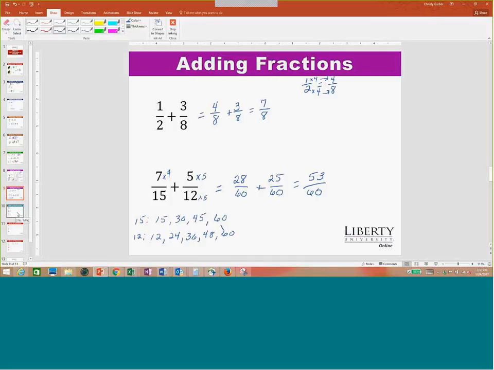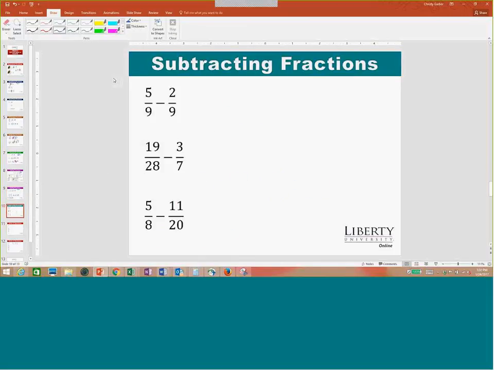Adding fractions, you have to add things that are alike. Therefore, your denominators have to be the same. Same thing with subtracting fractions. If you're going to take away a portion of a given value, you have to be talking about the same thing. Here we've got 5/9, and we want to take away, or subtract, 2 of those 9. Same denominator, so we can simply subtract the numerators. That leaves me with 3/9.